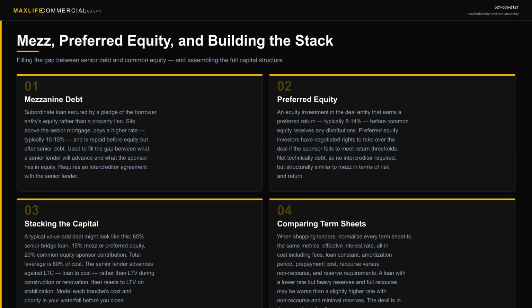This is where all the pieces come together. Once you understand each individual debt product, the skill is in knowing how to layer them and how to negotiate each layer to optimize cost, flexibility, and control. Mezzanine debt and preferred equity are the tools sponsors use when they want maximum leverage beyond what the senior lender will provide, or when they want to bring in capital partners without giving up too much common equity.